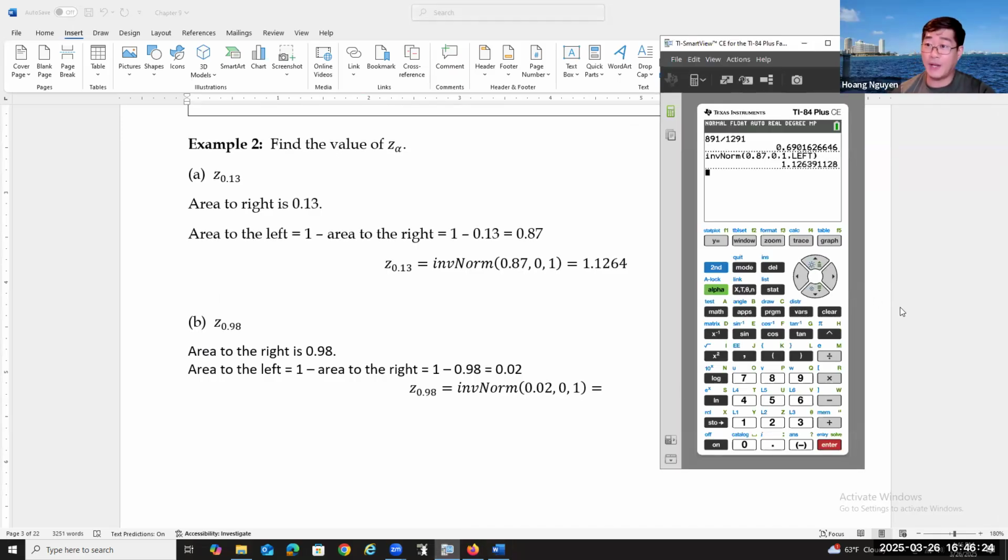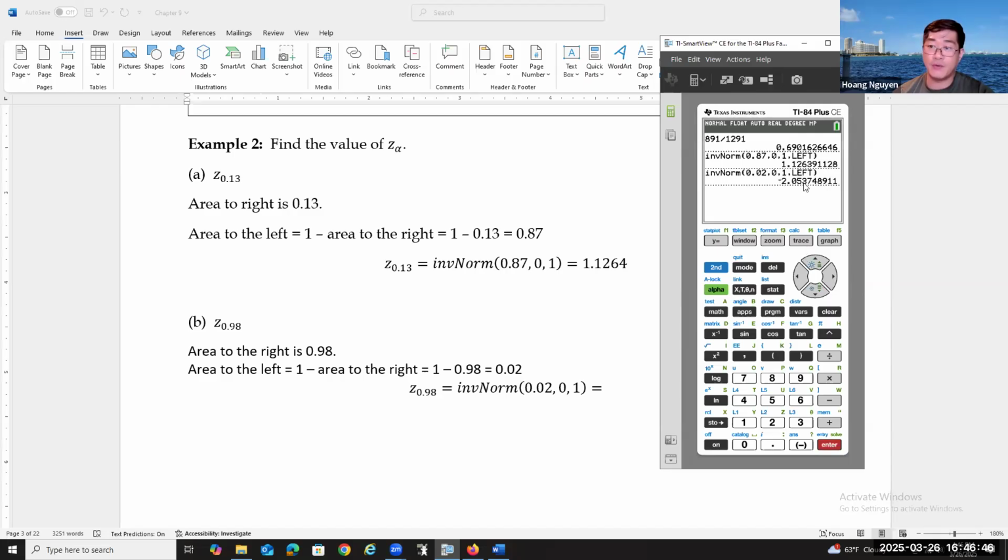Now we're going to use a calculator to get this answer. Second, inverse norm, and then the area 0.02, and then the mean of zero and the standard deviation of 1. And this is the area to the left. Okay, so let's see what's the answer.